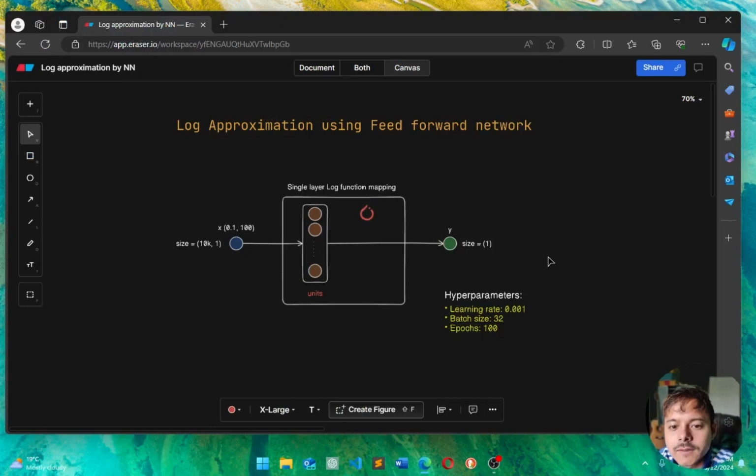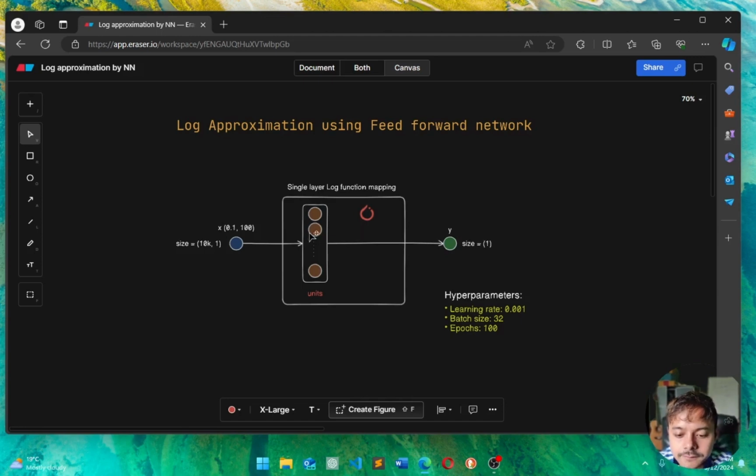In the previous video, we discussed the approximation of the log function using the Taylor series and other methods. But today, we are going to approximate it using a neural network, specifically a feed-forward network. What we are seeing here is a simple architecture of a single hidden layer network, where we are using this architecture to approximate the log function.